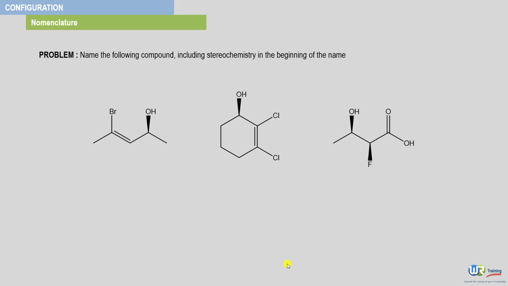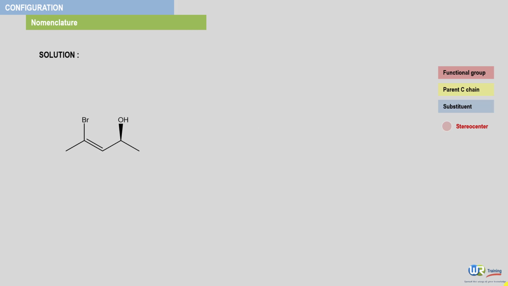Now let's do an exercise. Let's name each of the following compounds, including stereochemistry, in the beginning of the name. For the first example, we begin by applying the rules we saw in the nomenclature section. So first, we determine the functional group, and here it is the alcohol. Next, we need to determine the parent chain.